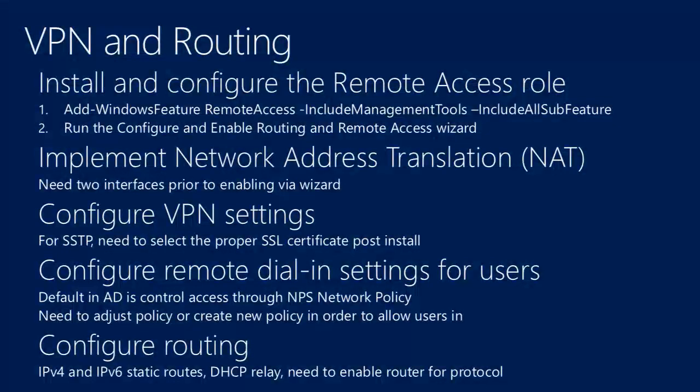And then finally, at the bottom here, configure routing. IPv4 and 6, static routes, DHCP relay. These are the types of things we're talking about when we configure routing. You need to enable the router for the protocol. So we're talking about DHCP relay in that case.